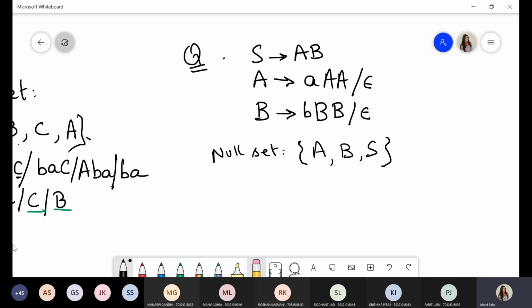So how am I going to do it is, we are going to rewrite S as it is, AB. Ma'am, could you say that again, please? Okay. Whenever the start symbol is a part of the null set, then this null production will be there in the start production. Null production will be there in the start production.